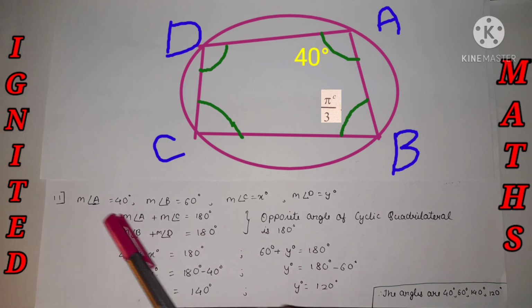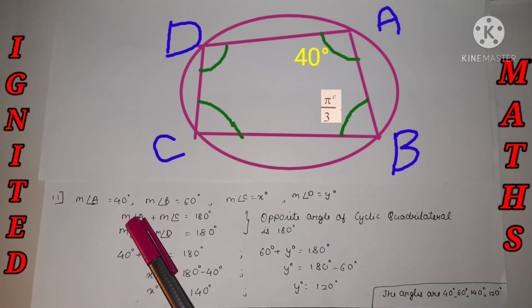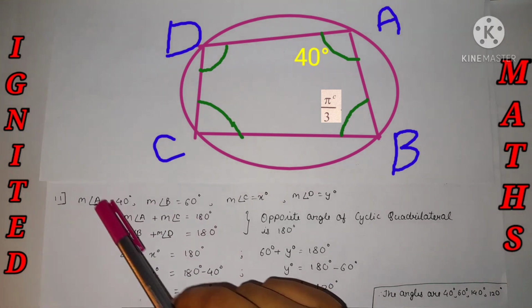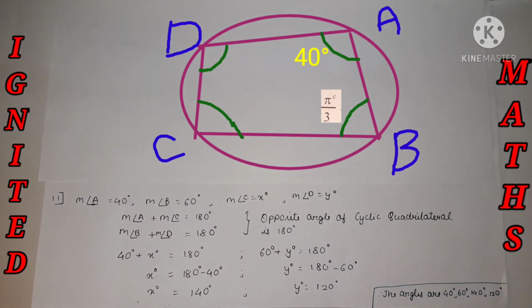So let's take the first equation from here: measure of angle A plus measure of angle C is equal to 180 degrees, and we know the value of angle A, that is 40 degrees, and the measure of angle C we don't know, so we took x degrees. That's what we have written here. So with that we can find x degrees, that is nothing but 140 degrees.